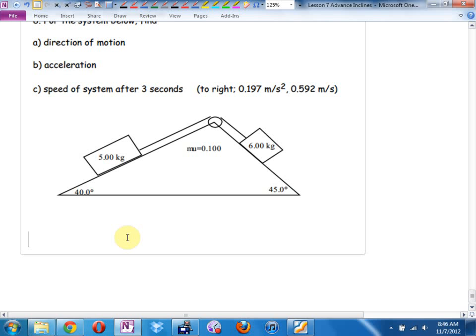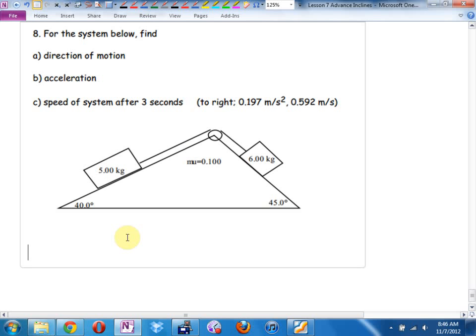All right. It says for the system below, find A, the direction of motion. Vlad, I'm pretty sure because the right-hand mass is both heavier and steeper, it's sliding to the right. But I could crunch the numbers. We did practice that last lesson. What you're looking at is the coefficient. You just look at the friction forces and the gravity forces and see which one's bigger. But I think here, heavier mass on a steeper hill is going to be pulling down more. So direction of motion to the right.